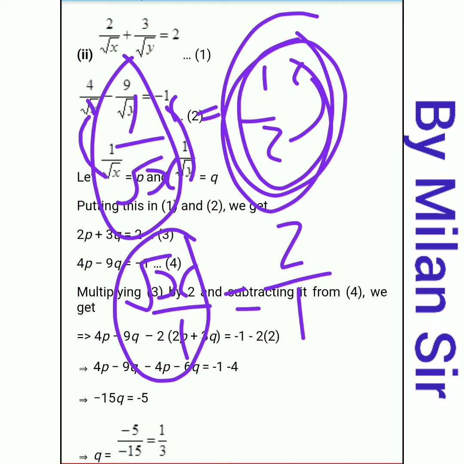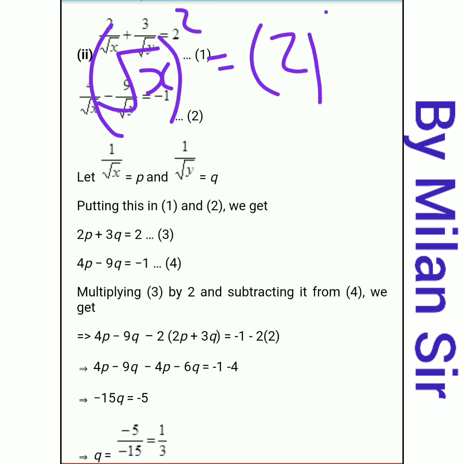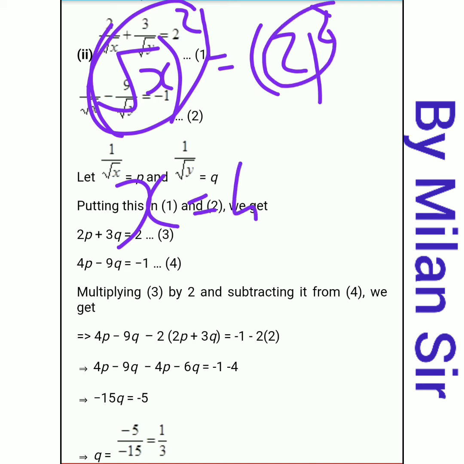We need to square on left hand side, right? So here we have under root x is equal to 2. So just take a square on both the sides. Because we want to remove this under root, so we want to apply square here, right? So just take square of both the sides. So under root x square, it becomes only x, and 2 square, it is 4. So x is equal to 4.